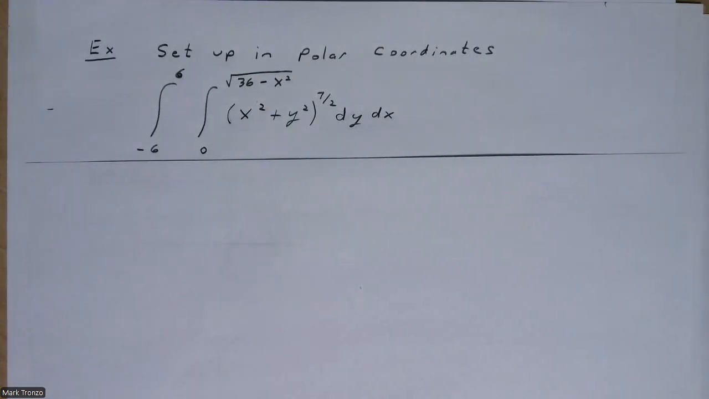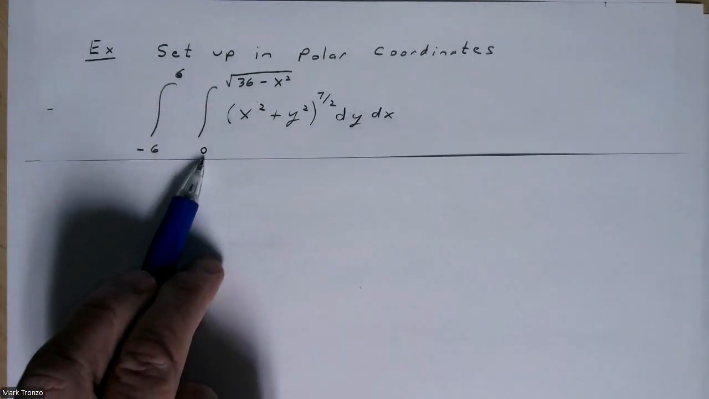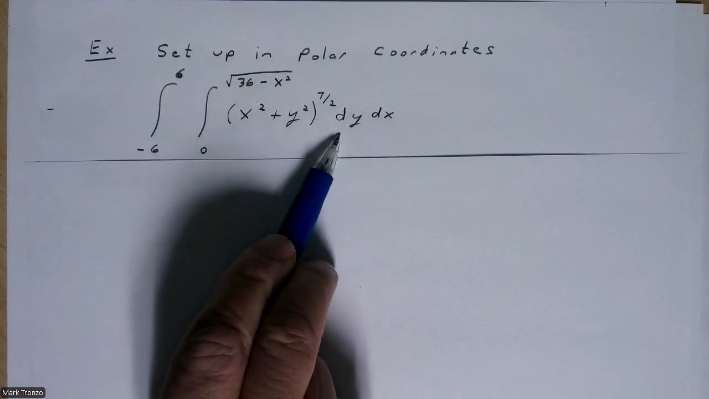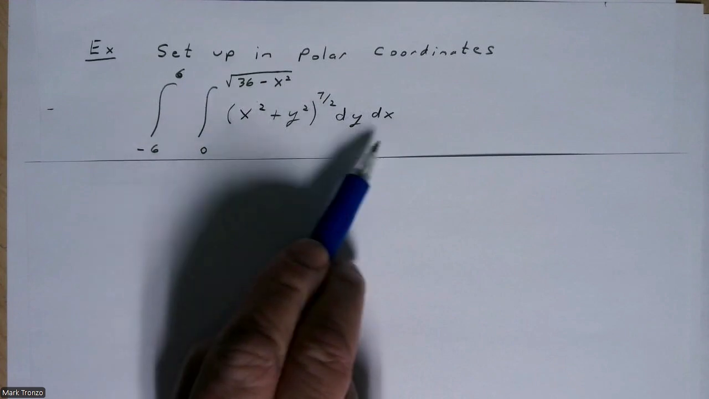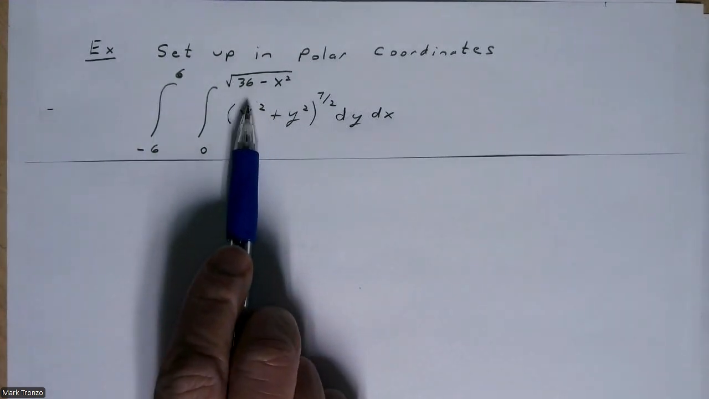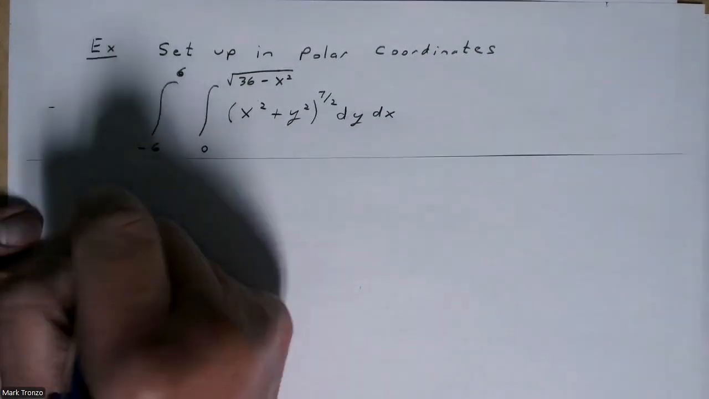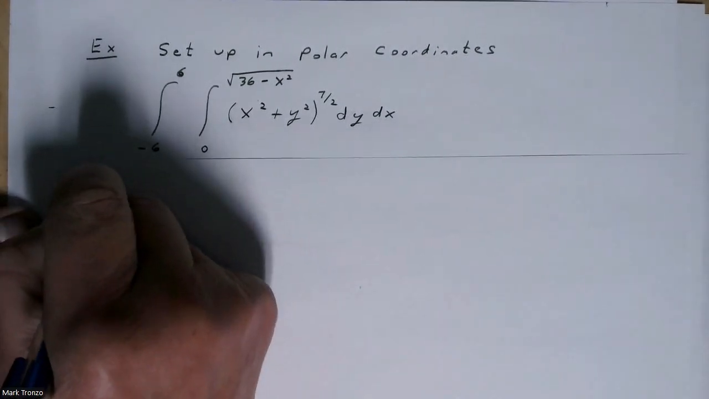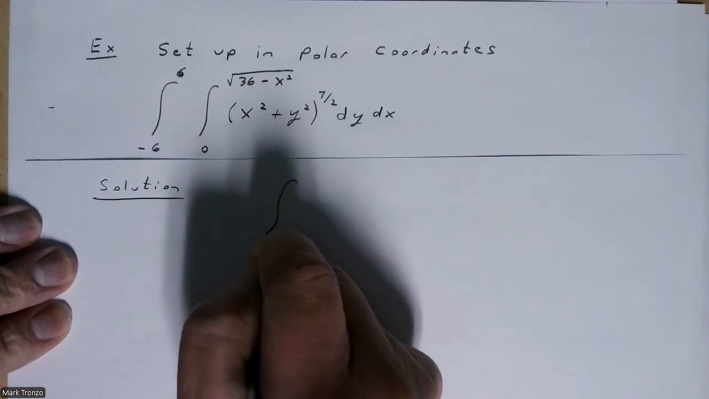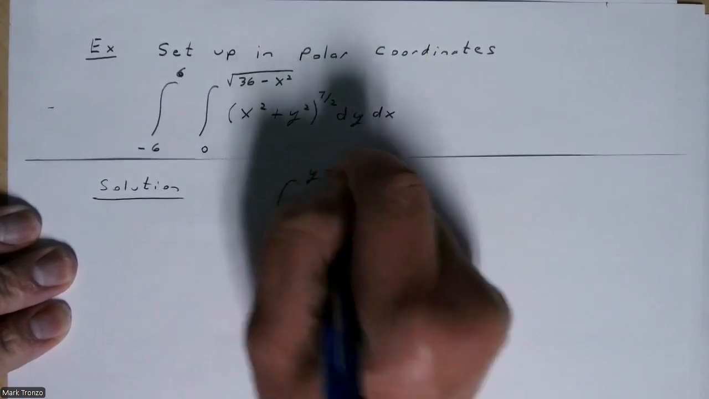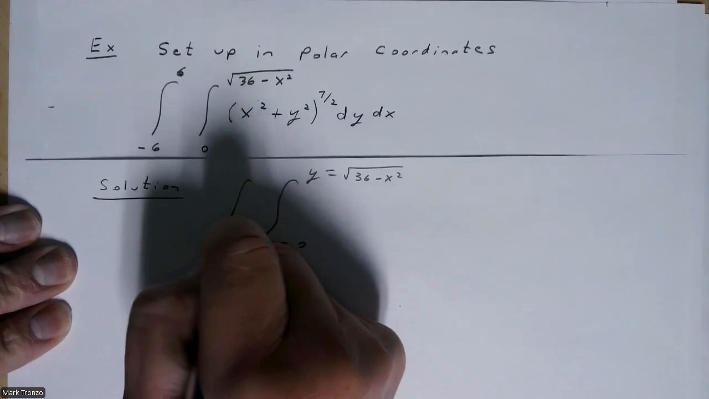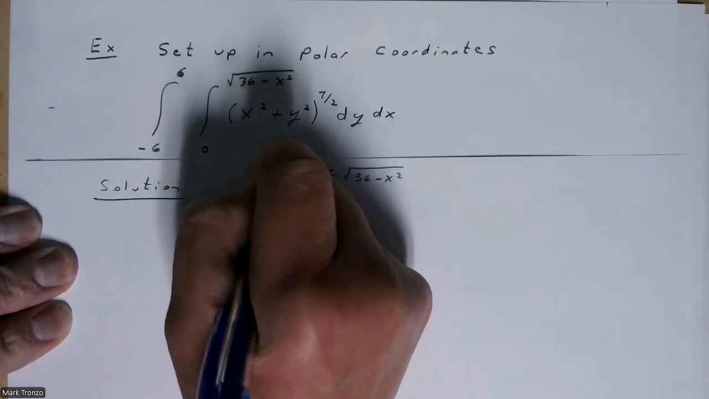So let's take a look at this integral from 0 to this radical and from negative 6 to 6 on the x. So in the y, we're going from 0 to this, on the x, negative 6 to 6. First of all, let's see what we have here. What does this mean? This means, let me put this down, the solution. This bound here is telling us it's going to go from y equals 0 to y equal the square root of 36 minus x squared, and then from x equal minus 6 to x equals 6.